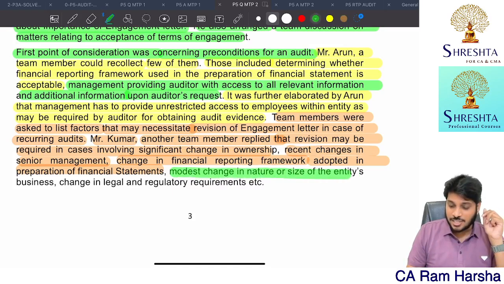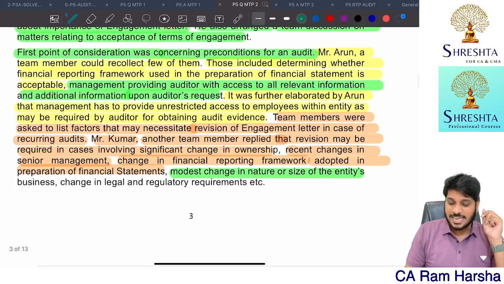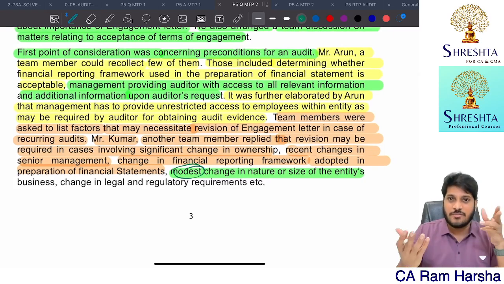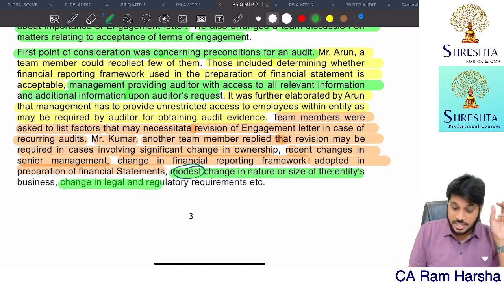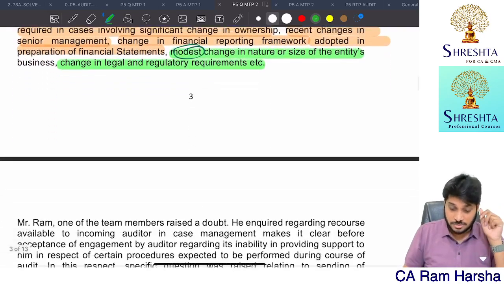Modest change in nature or size of the business. No, only if there is a significant change in the nature and size of the business do we have to issue the engagement letter. Modest change, why would we issue? Next, change in legal regulation. Yes, we issue the engagement letter.